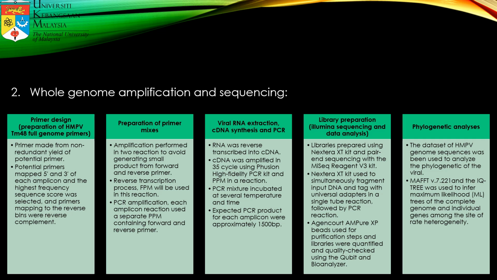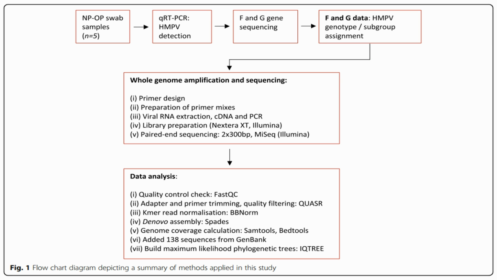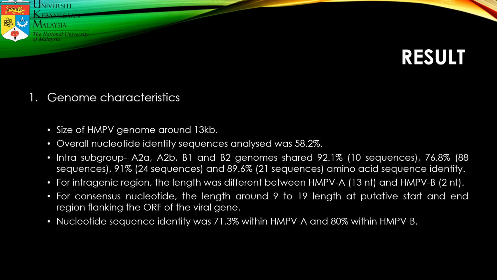For the phylogenetic analysis, the data of HMPV genome sequencing was used for the phylogenetics of the virus. The data set was analyzed using IQ-TREE software to infer the maximum likelihood tree of the complete genome and individual genes, accounting for site rate heterogeneity. This is the summary of the whole process.